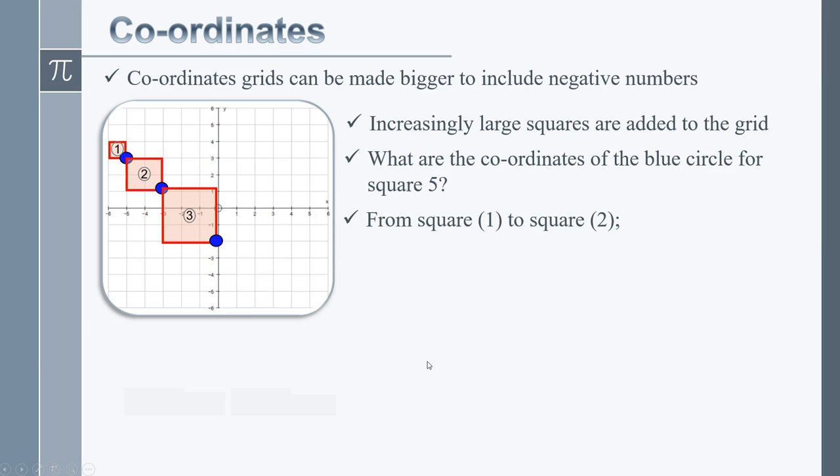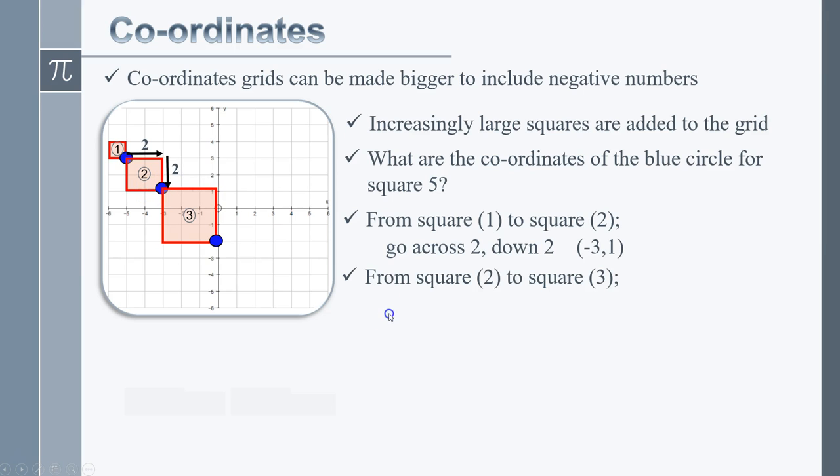Let's kick off going from square 1, this blue dot here, to square 2, that blue dot there. I've had to go across 2 and down 2. If I started at minus 5, 3, going across 2 takes me to minus 3, and going down 2 takes me to 1. We can see the point here is at minus 3, 1. Same deal going from square 2 to square 3: this time we go across 3, down 3, and we can read the coordinate off. That's 0, minus 2.